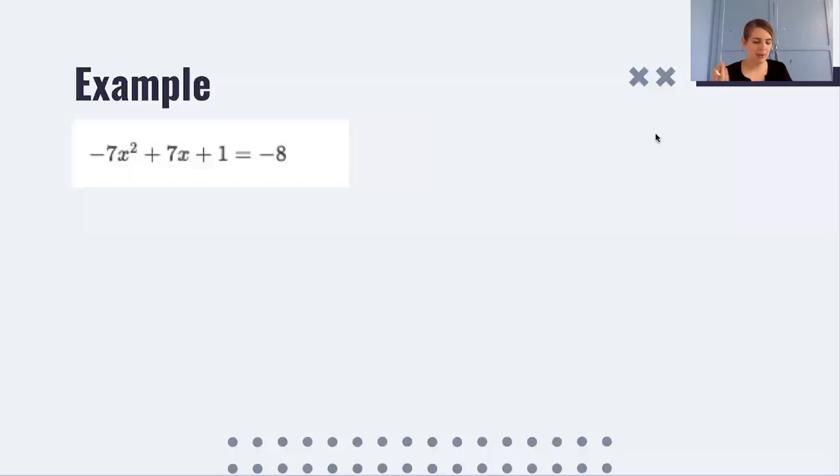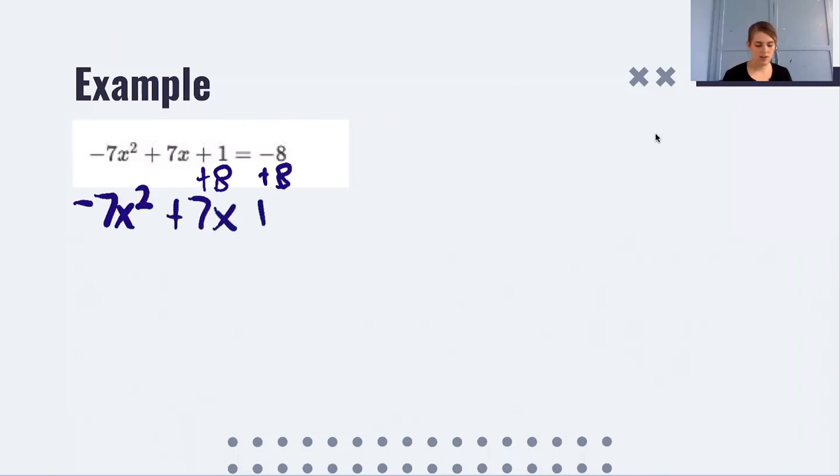Let's look at this first example. I'm going to start by getting my equation in standard form. So it's ax squared plus bx plus c. I need to move this 8 over, though, to set my equation equal to 0. So this becomes negative 7x squared plus 7x plus 9 equals 0.